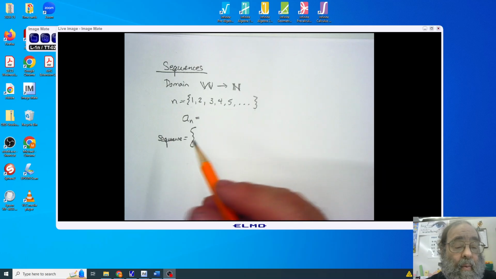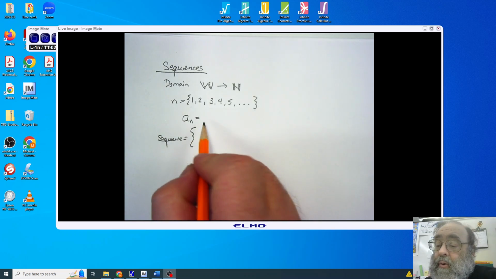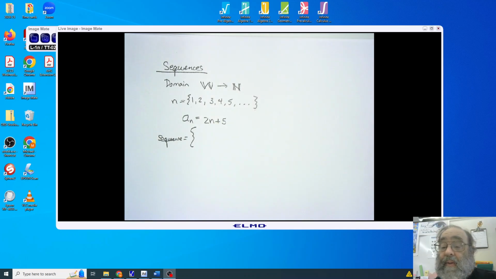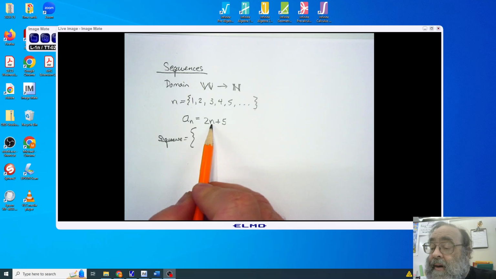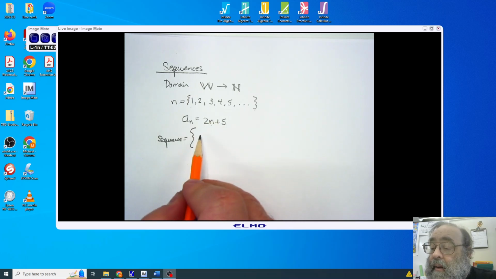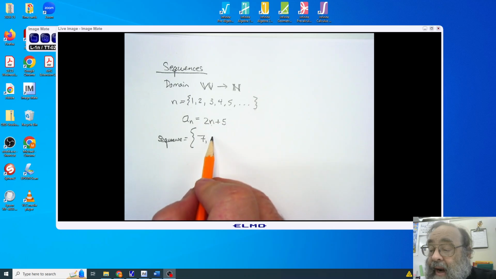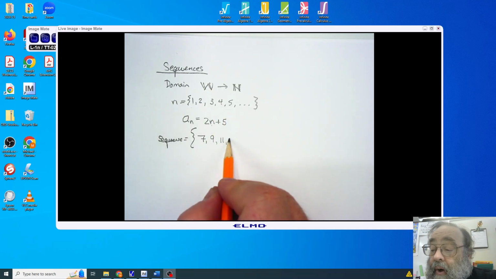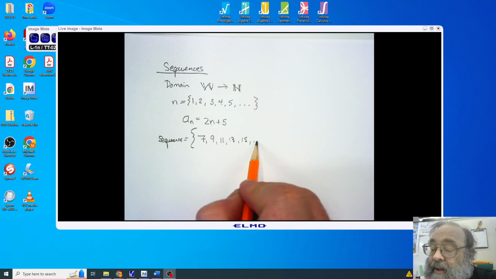So let's say for a moment that we have a rule. This rule is what we're going to use to create the values that go into the sequence. You'll notice this is a rule that is kind of linear in its nature. We're going to start by taking a 1, and we're going to plug it into the n, and we're going to multiply and add. You'll notice we start off with 7. Then we plug in 2, and we end up getting 9. 3 gives us 11. 4 gives us 13. And 5 gives us 15. And then this would continue.